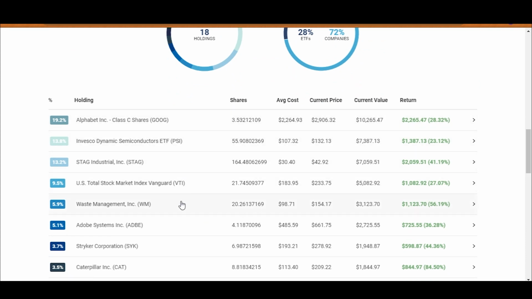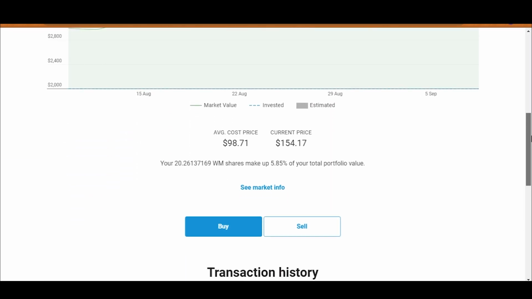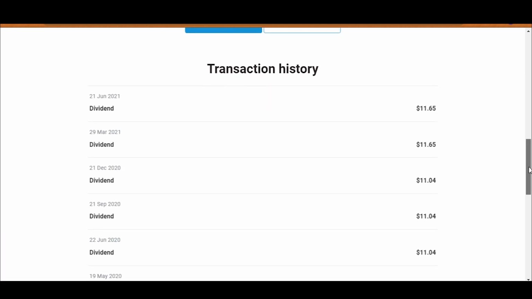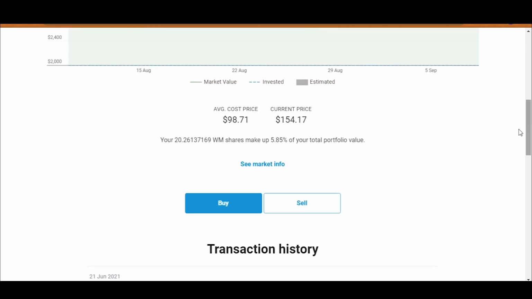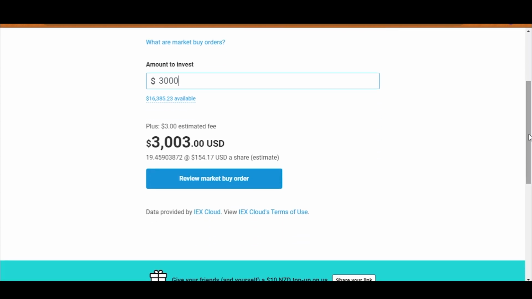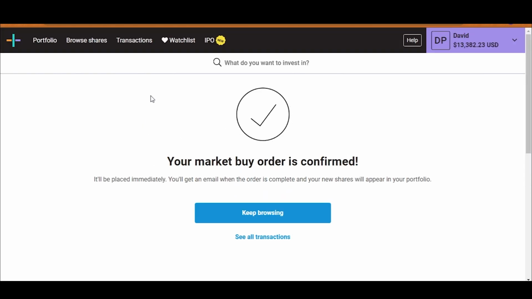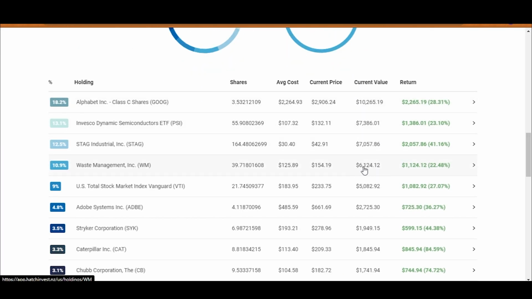Now, what I want to invest in next is waste management. As I said before, it is a well-needed organization and I don't see it going out of business anytime soon. If you have a look at all the transactions, I've been collecting quite a bit of dividends, but I only put down $2,000. So let's go and bring that up to $5,000 by investing an additional $3,000. Review. Place order. And that's done. Come back to the portfolio. Waste management is now my fourth largest investment in my hedge portfolio.